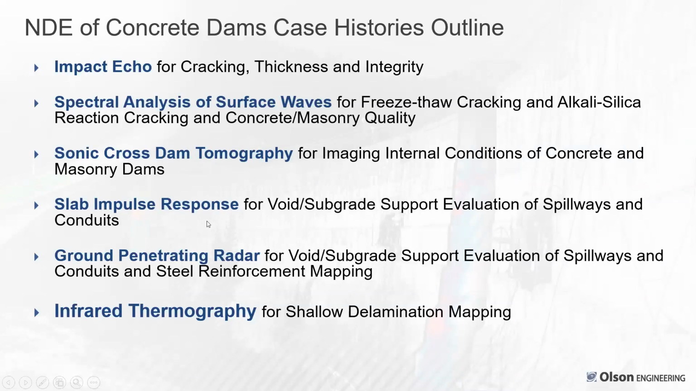This is generally done in conjunction with ground penetrating radar to also evaluate void and subgrade support conditions, but also to map out steel reinforcement in the structures where it is reinforced. Finally, we'll close with infrared thermography, which is useful when you have shallow delamination, say of a repair or something like that, and will map that out fairly quickly.